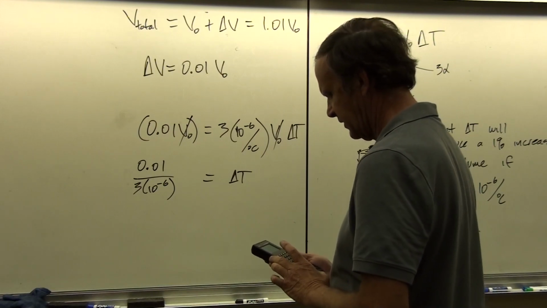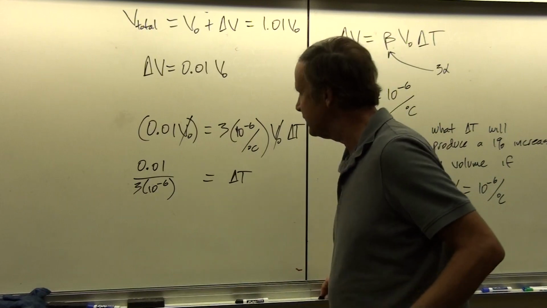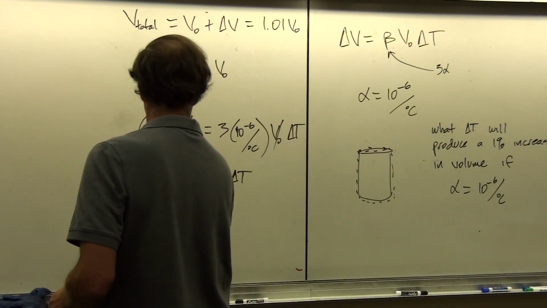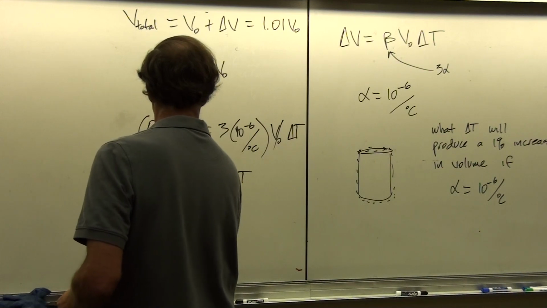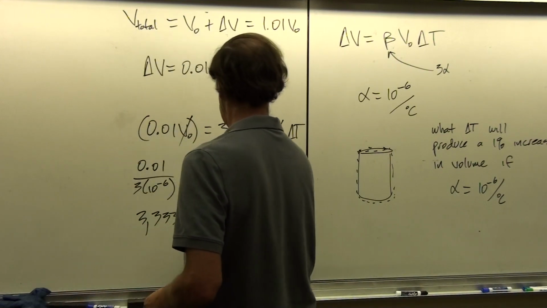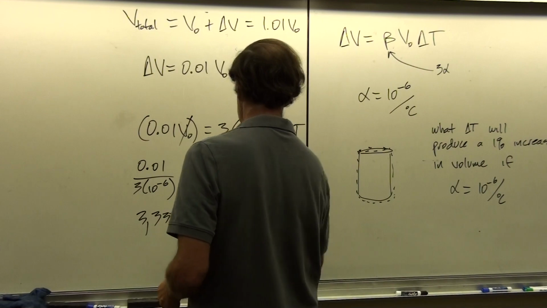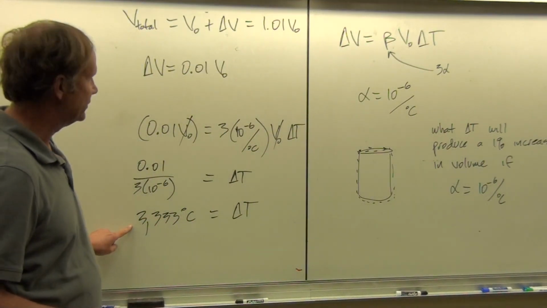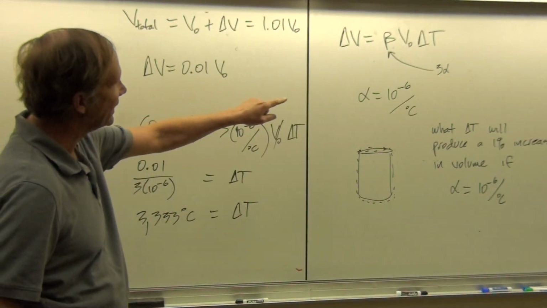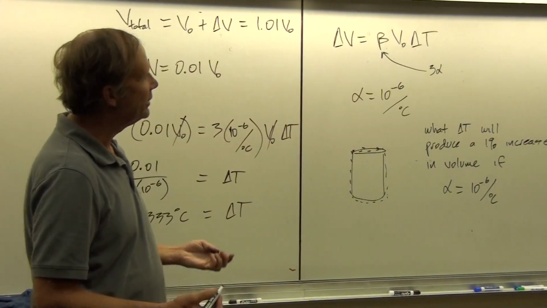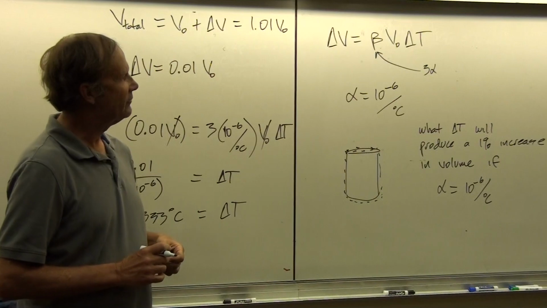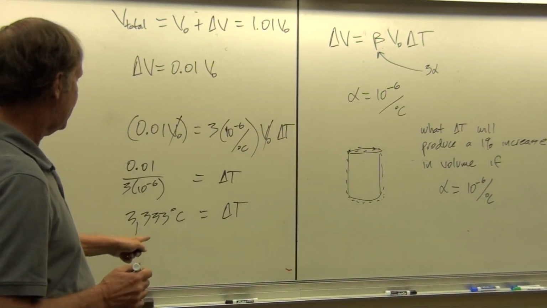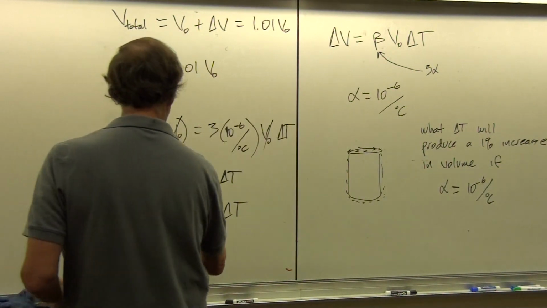That gives us 3,333 degrees centigrade. A change in temperature that is so huge that the metal will melt before this ever happens. And also our assumption that alpha is constant will be blown out of the water because of the huge temperature change that alpha is experiencing. And so this is not possible.